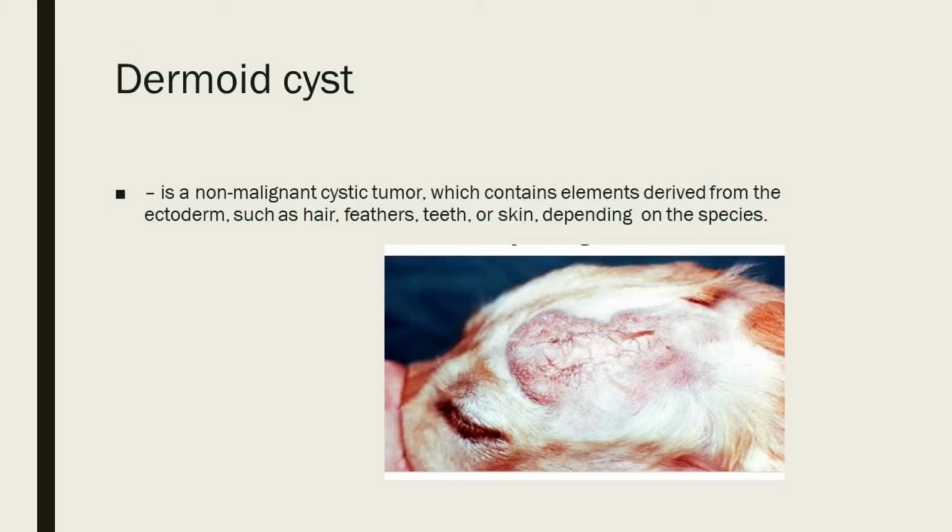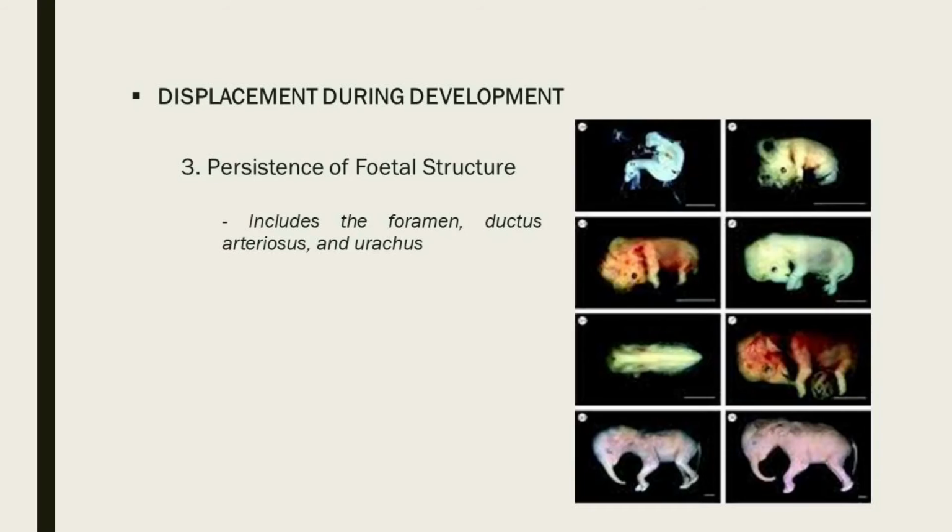The result of this developmental abnormality is that isolated islands of the outer epidermal tissue become trapped within the deeper tissue. Dermoid cysts occur most frequently in the Rhodesian Ridgeback dog. Cat breeds more commonly affected include the domestic shorthair and Burmese. Number 3, under displacement during development, is the persistence of fetal structures. It includes the foramen ovale, ductus arteriosus, and others.